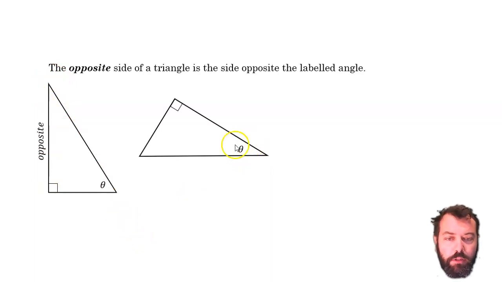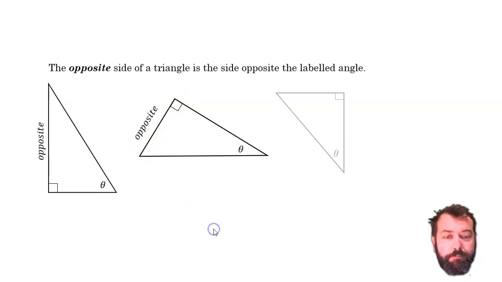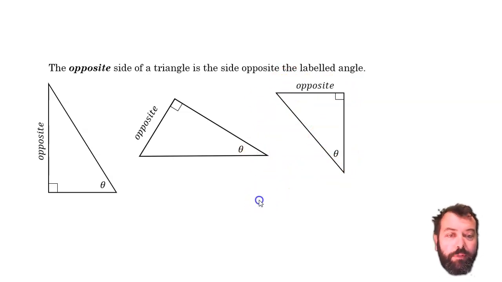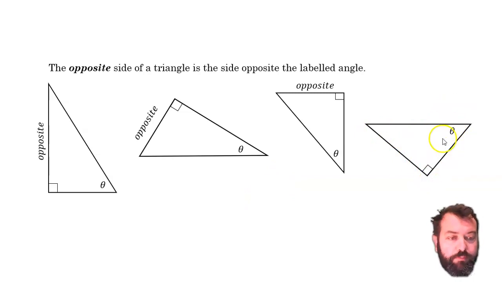Again, here's my angle. This is the hypotenuse across the bottom. This is the adjacent on the right-hand side. And on the left-hand side, not connected to the angle, is the opposite side. Right angle triangle, labelled angle, right angle, adjacent, hypotenuse, and the one on the top in this case is the opposite side. And one more, here's my angle, so this one here is the opposite.